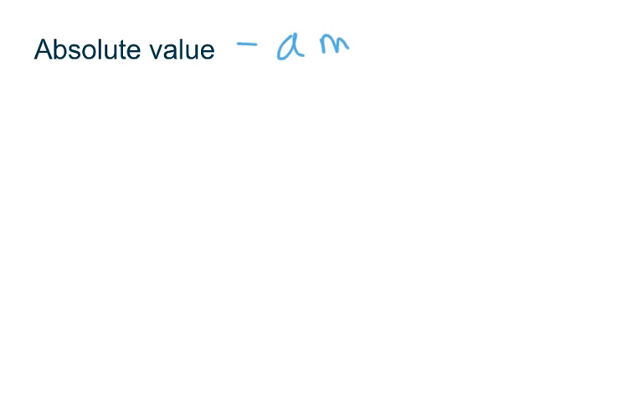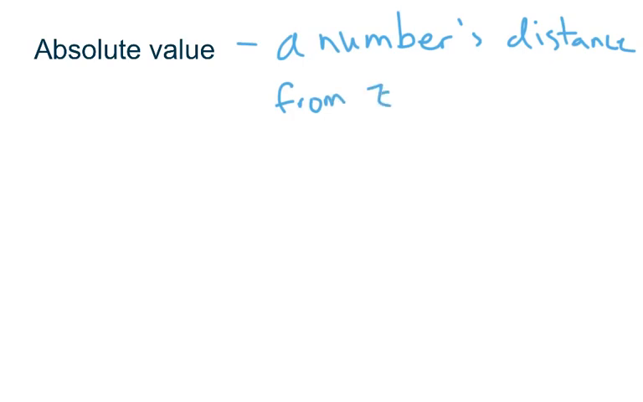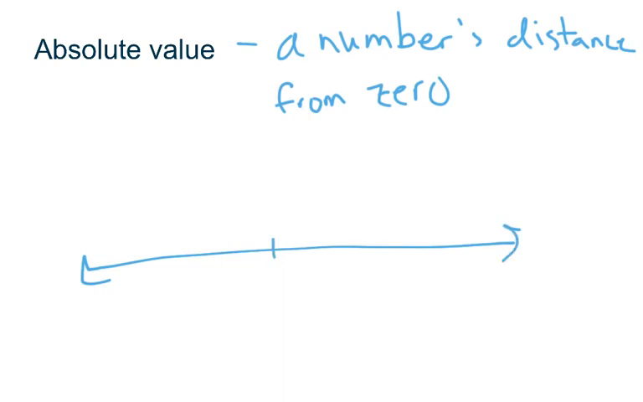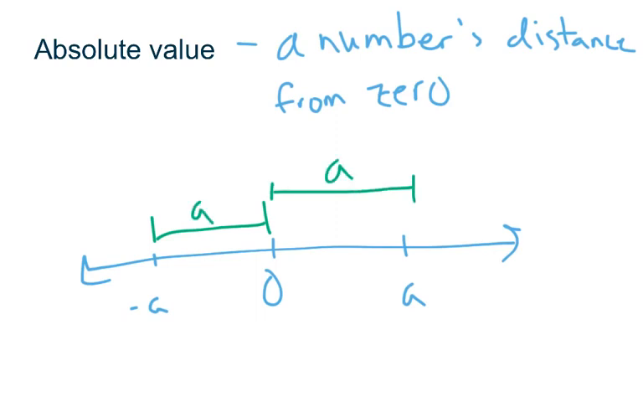So a number's distance from zero. So let's think about that. Let's draw a number line, and let's put a number 0 on it, and then let's put two numbers, a and negative a. A is the same number, but what's different is the direction it is from 0. So what we have is two numbers that have the exact same distance, a units, whether it's inches, centimeters, feet, miles, who knows, it doesn't matter.